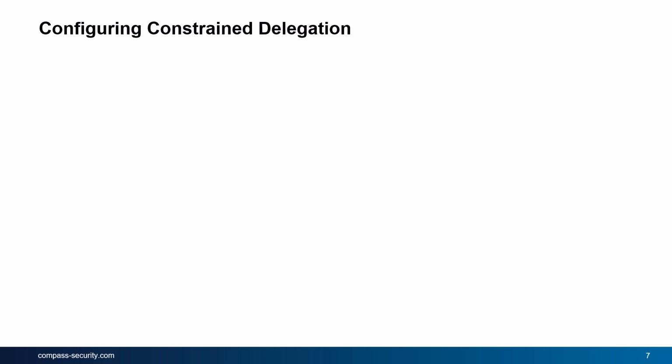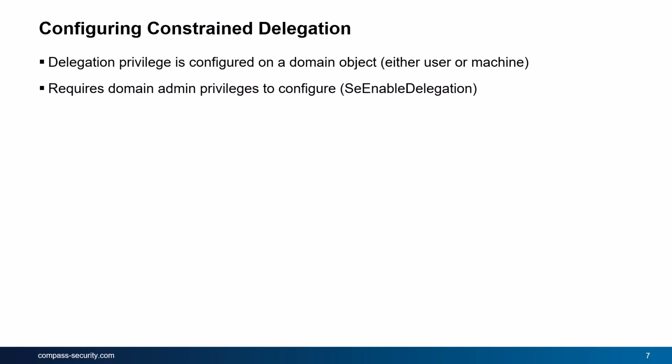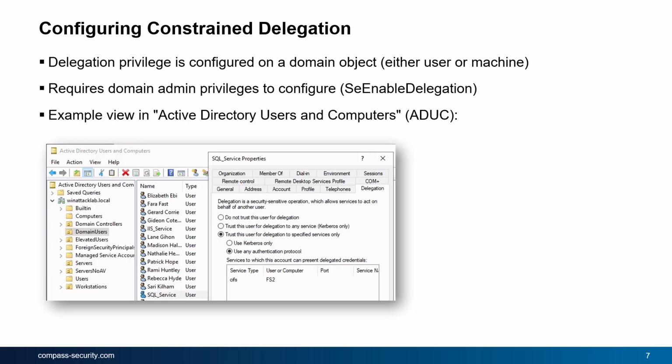If you want to configure constrained delegation, it's essentially the same as with unconstrained delegation. This is configured on the domain object, so either a user or machine account that should receive the delegation rights, and it again requires domain admin privileges, or specifically the SeEnableDelegation privilege, which is by default only assigned to domain admins.